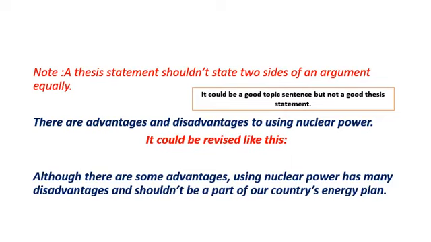The first sentence, which is there are advantages and disadvantages to using nuclear power, can be a very good topic sentence, but actually it must not be a thesis statement. The reason is this sentence states 2 points equally. So this point you have to avoid.